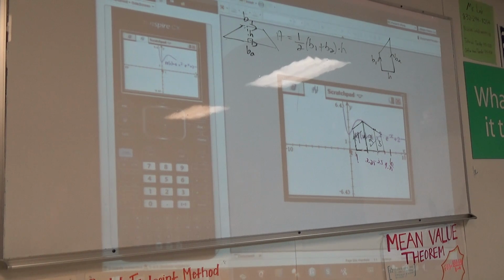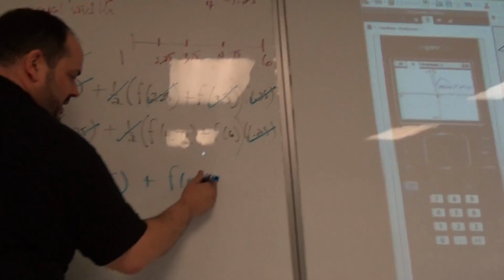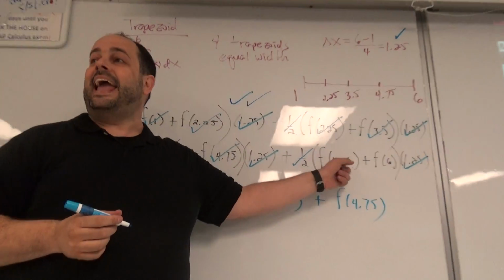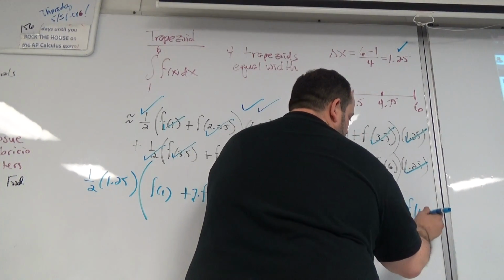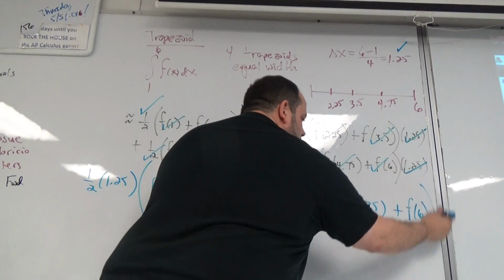Now, what's left? Here's where things get really exciting. What's left? f of 1 plus f of 2.25 times 2, plus f of 3.5 times 2 again, and again plus f of 4.75 times 2, plus f of 6 one time.